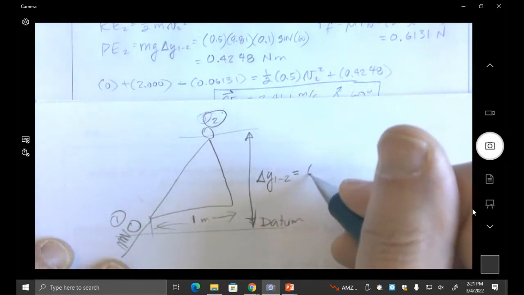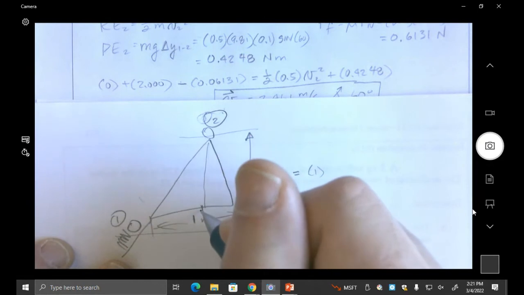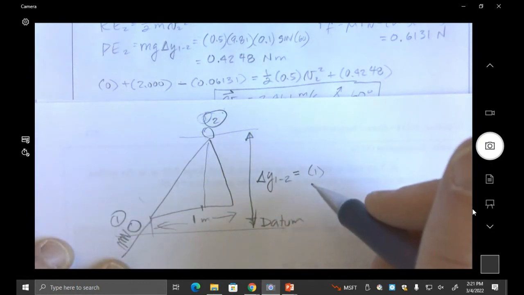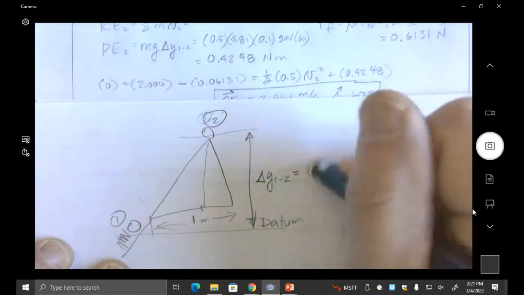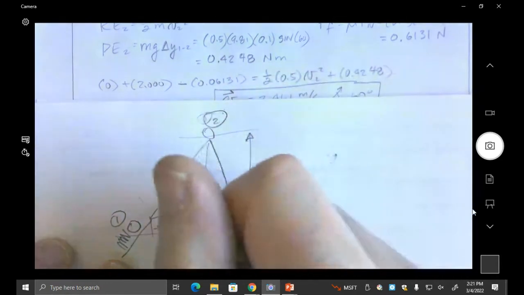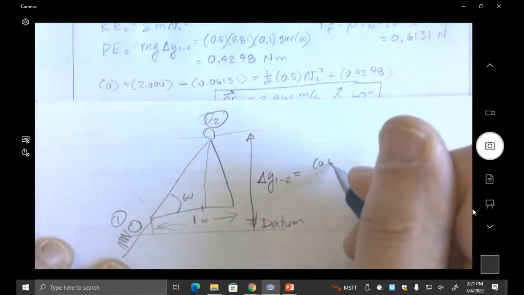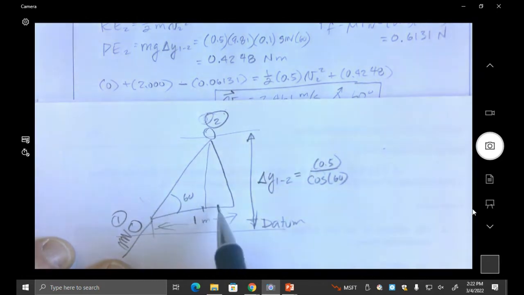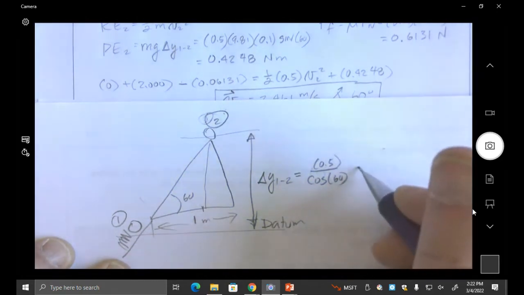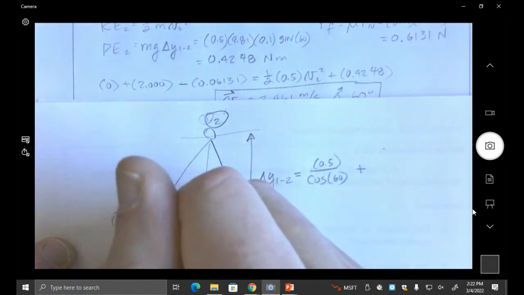Therefore, this is 1 meter. I said the height of this thing is going to be 1, well, I don't want to say that. I really want to go 0.5 divided by the cosine of 60. Did I make that more difficult than I needed to? I think I did. But it's going to be plus, and here's the thing we want to try to get.